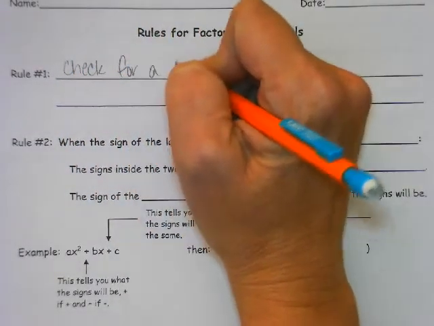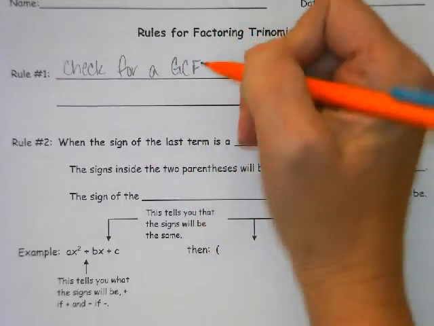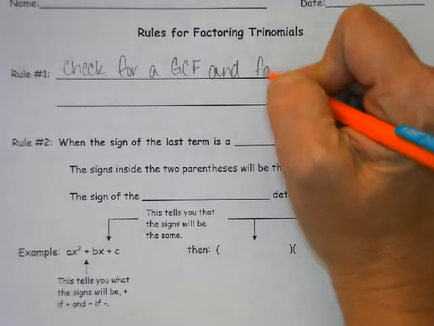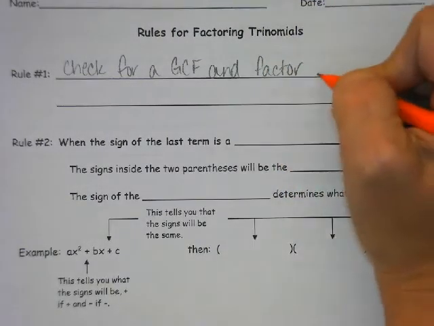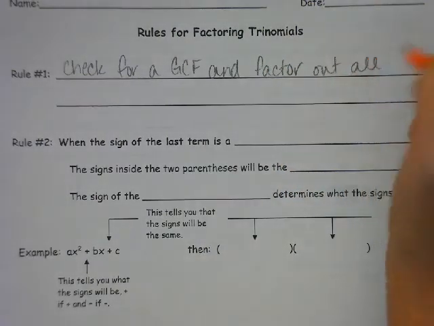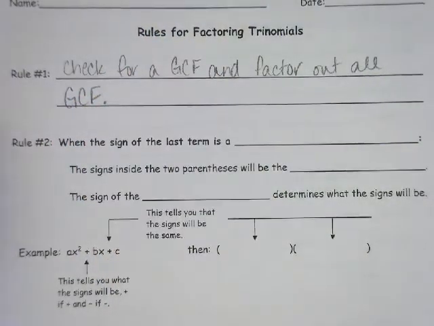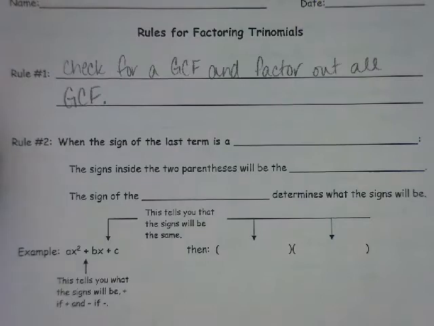for a GCF and factor out all of those GCF factors, right? Factor out all the greatest common factors. That's what we very first started with, where we have 9a squared minus 3a, right? We could take out a 3a. Whatever you take out goes outside the parentheses, and then what's left is inside.